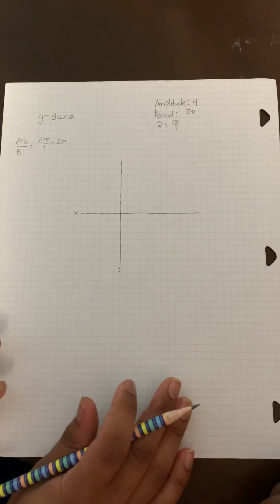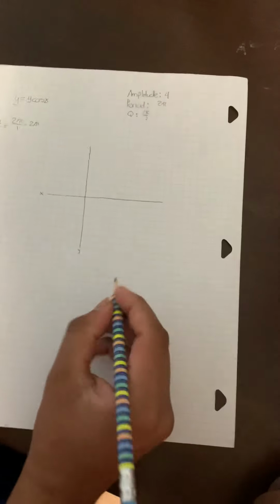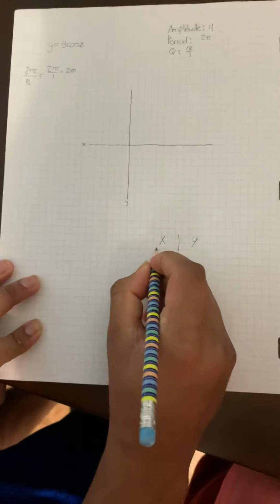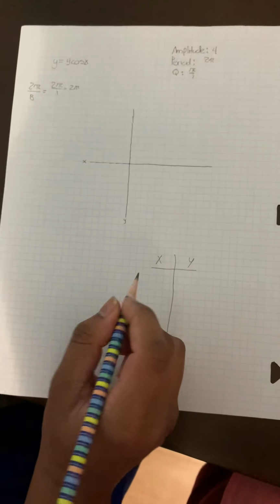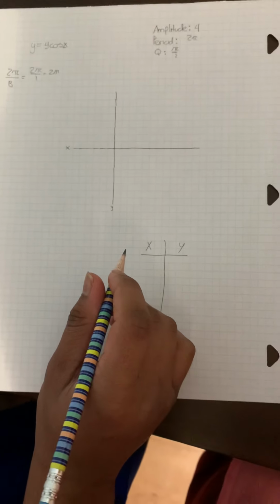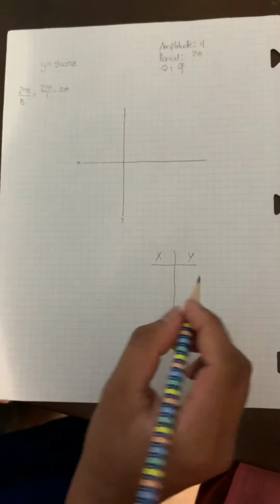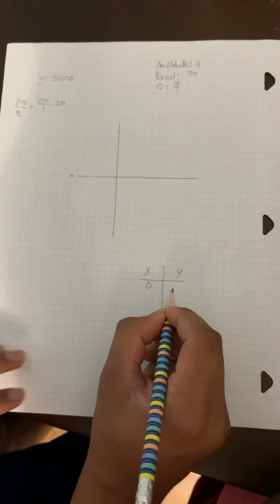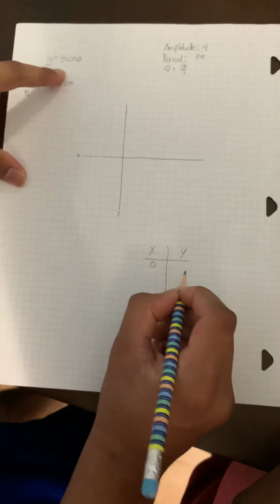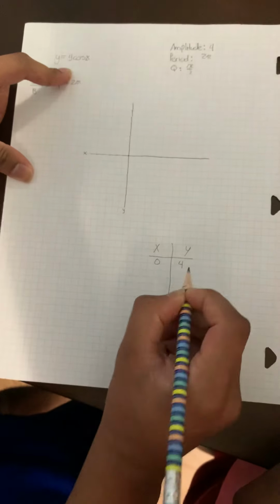So now we're going to create our x and y table. For cosine graphs, unlike sine graphs, which start at 0, 0, cosine graphs start at x is 0, and y is whatever the amplitude is, which is the a. So in this case, our y would start at 4.